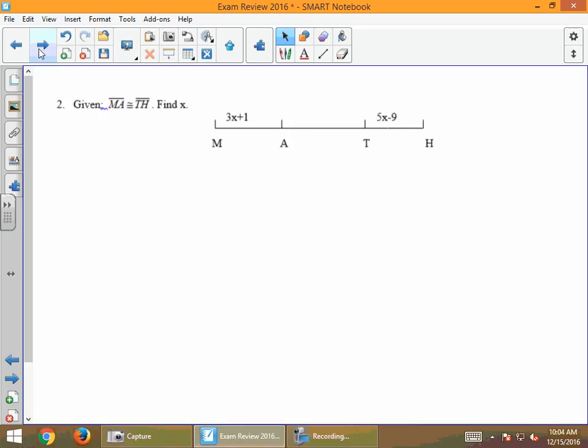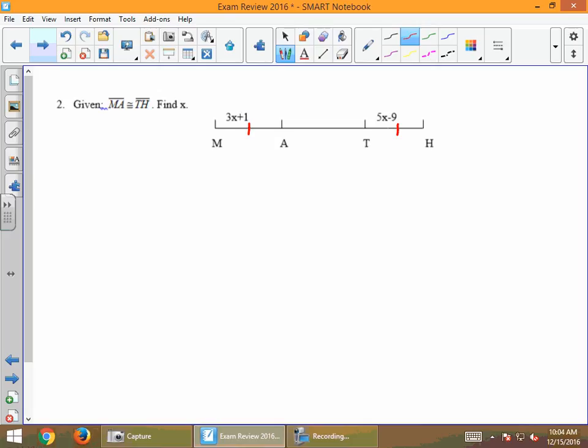All righty, moving on to 2. See what we got here. Given MA is congruent to TH, find x. Well, what does it mean to be congruent? They're equal, right? So I'm going to go ahead and mark my picture here. I know that MA is congruent to TH.